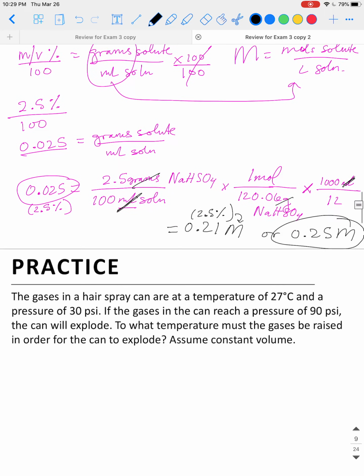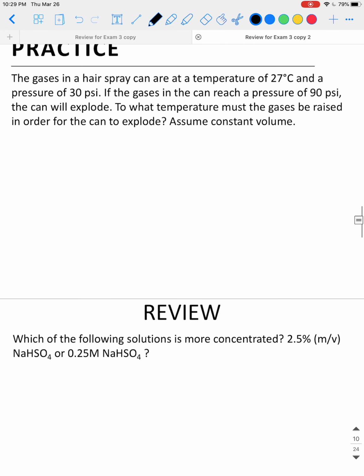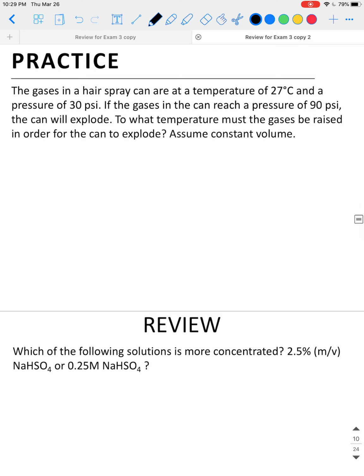So that was our answer. That one's more concentrated, the molarity. Okay.